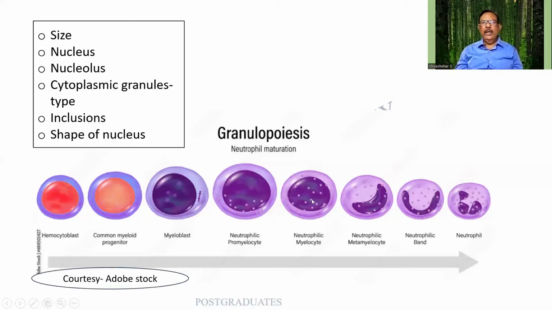Therefore, you can have a neutrophilic myelocyte, eosinophilic myelocyte, basophilic myelocyte, metamyelocyte, stab form, and the matures. So this is extremely important for us to have a concept of this particular one.